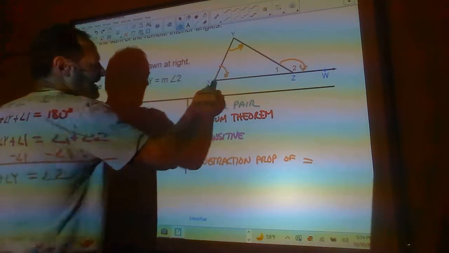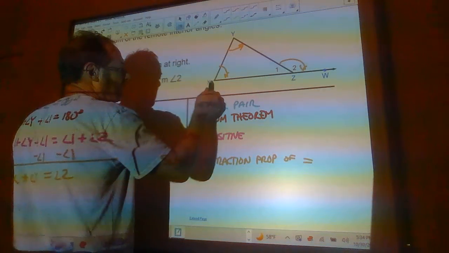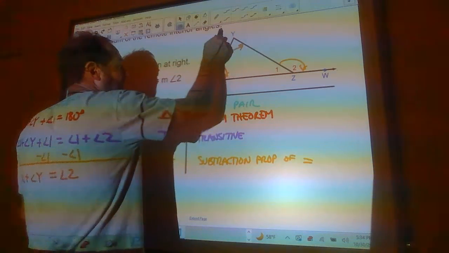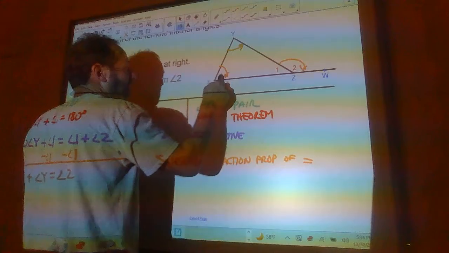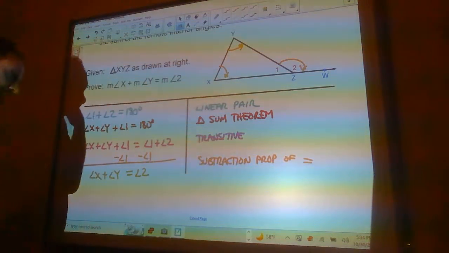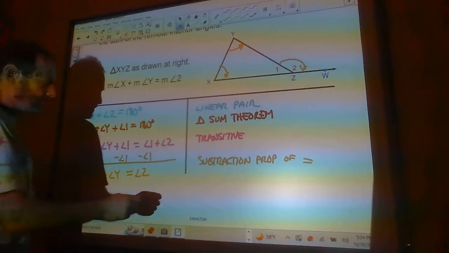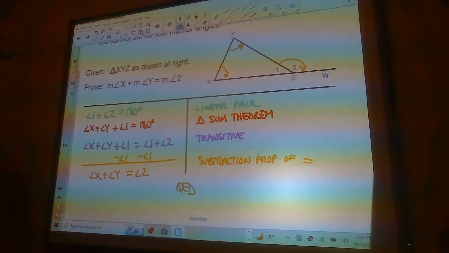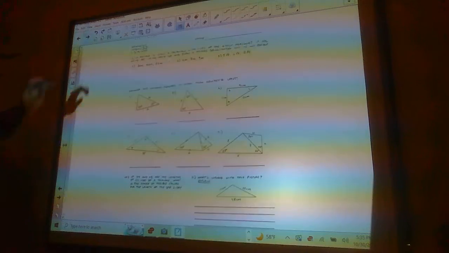If I were to extend this angle over here, this angle would equal this angle plus this angle. And if I were to extend this up here, this angle would equal these two angles added together. All right, we got a new theorem that we can use now.